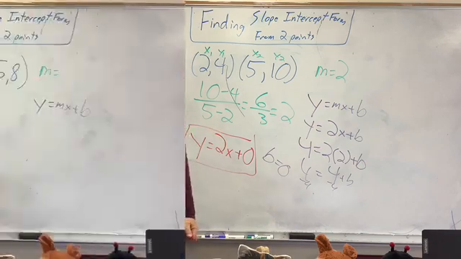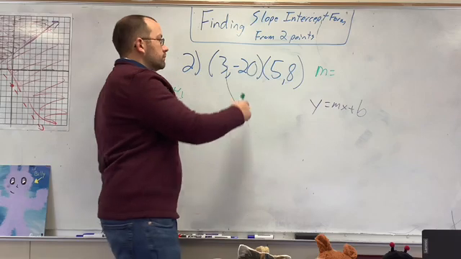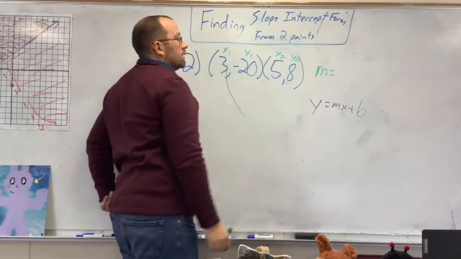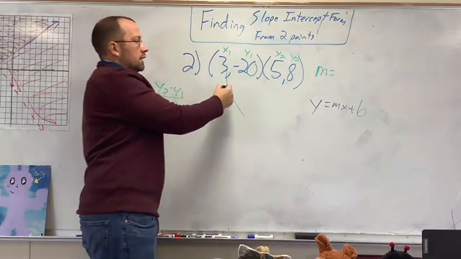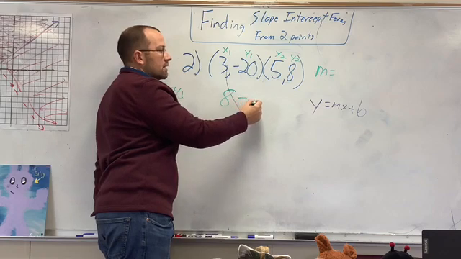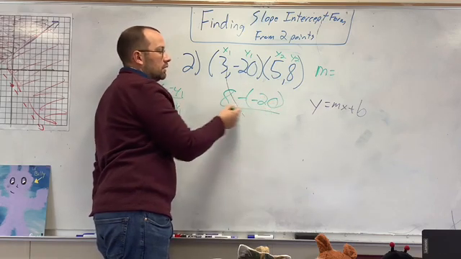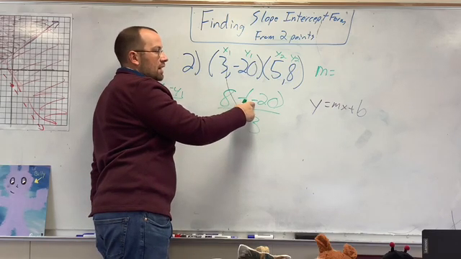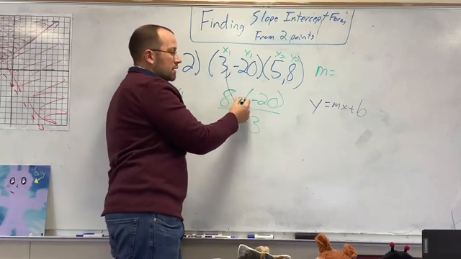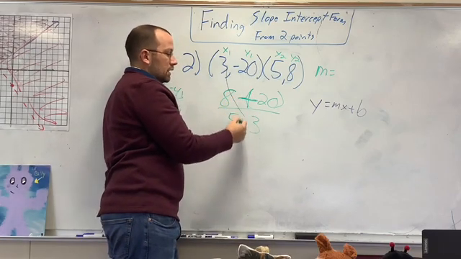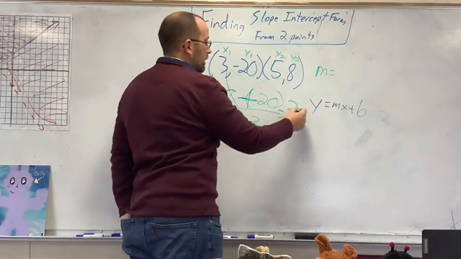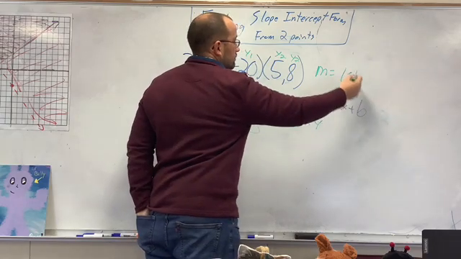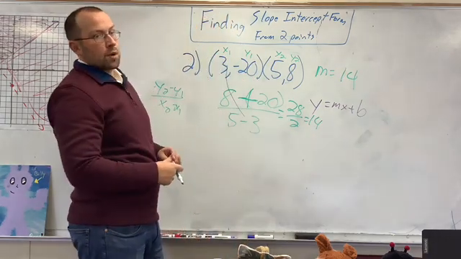I'm going to do more examples. All right, example number 2. So make that my x1, my y1, x2, y2. All right, I'm going to plug it into my formula here. So I get 8 minus a negative 20 over 5 minus 3. So since that's a negative and I'm plugging a negative into it, it makes this whole thing positive. So that gives me 28 over 2, which is 14. My slope is 14.